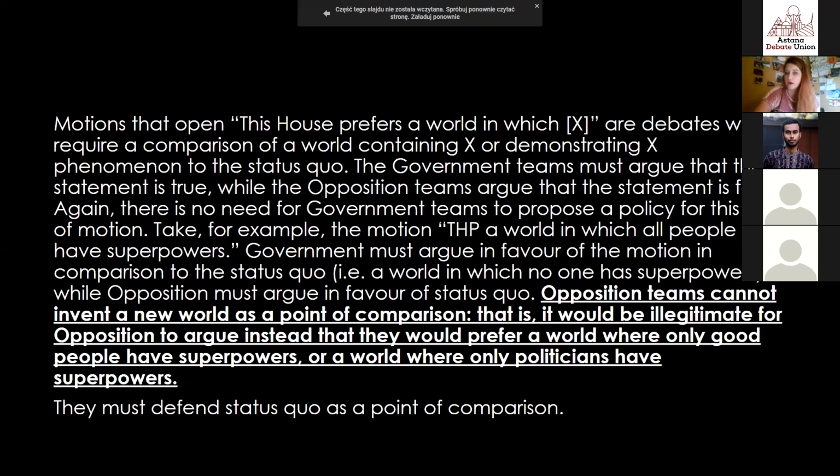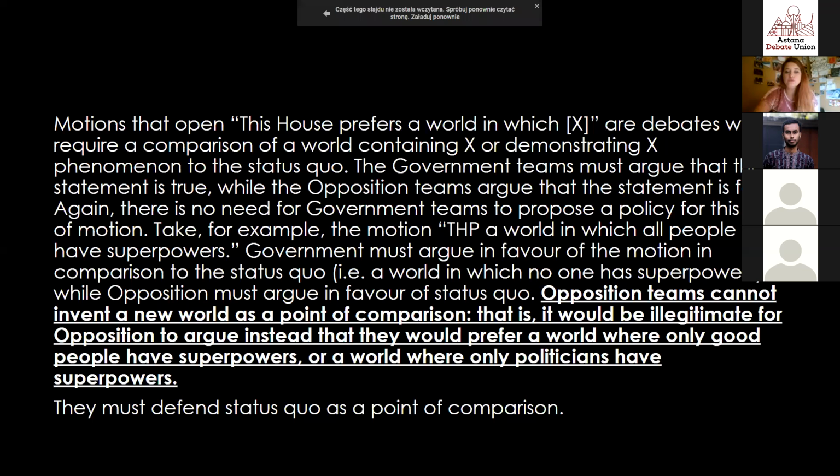Motions that open "This House prefers a world in which X" are debates which require a comparison of a world containing X or demonstrating the X phenomenon to the status quo. The government teams must argue that the statement is true, and the opposition teams argue that the statement is false. Again, there is no need for government teams to propose a policy for this kind of motion.